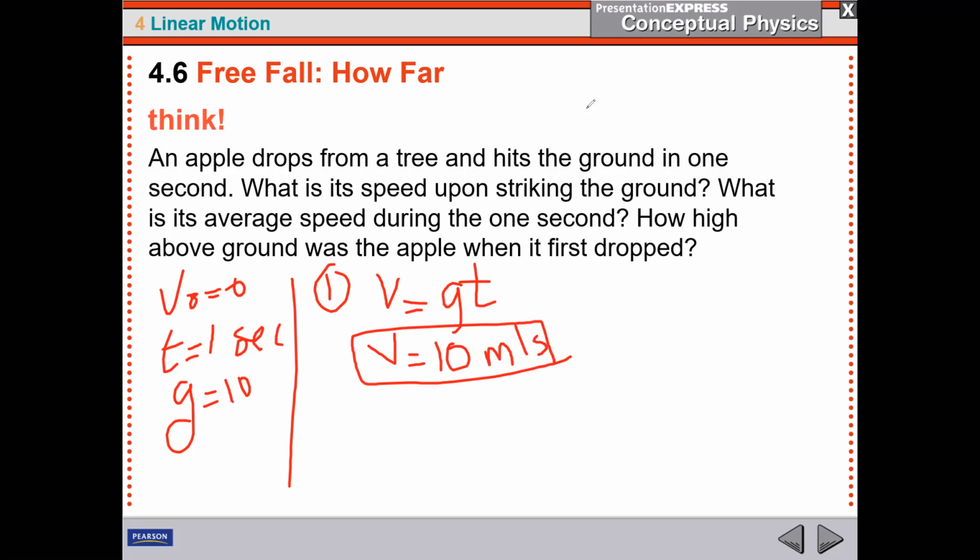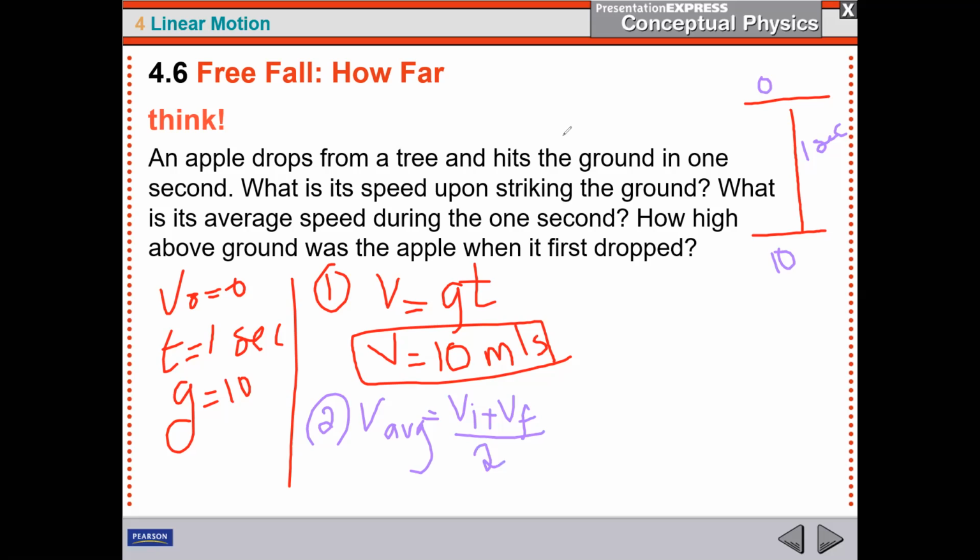Now, what is its average speed during the 1 second? The average speed, what does it mean? Final distance over final time. Exactly. Thank you. Yes. So here the final is 10. Here the initial is 0 and during 1 second. So to find the V average, we will say it is V initial plus V final over 2. 0 plus 10 is 10, over 2. So the answer is 5 meters per second.